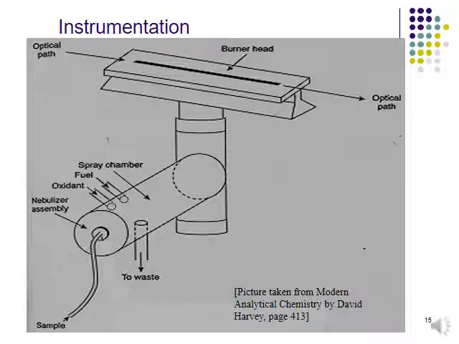This is what we call the burner or atomizer. Here you can see from the sample, this is the nebulizer assembly. Here you can see this is the spray chamber. At this stage, your sample is not atoms yet. At this stage, your sample is in a mist form, very tiny particles of liquid. And you can see there's a fuel and oxidant.